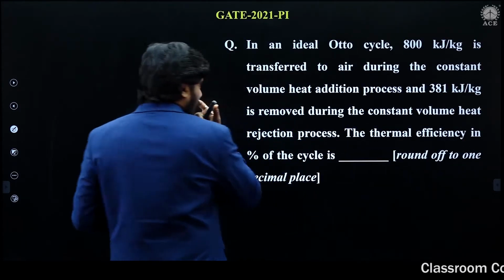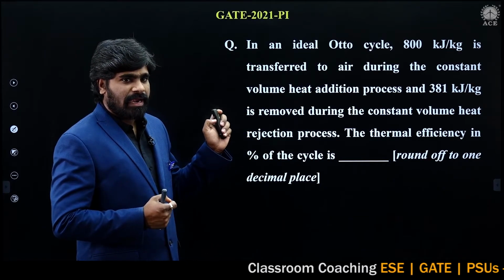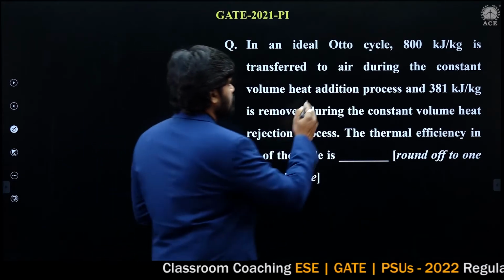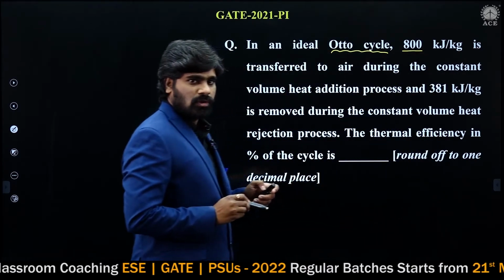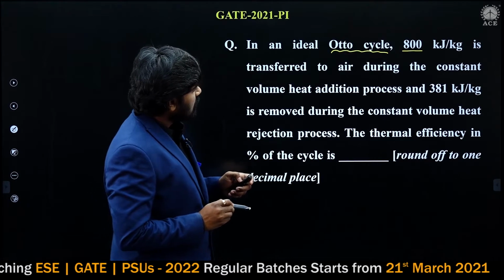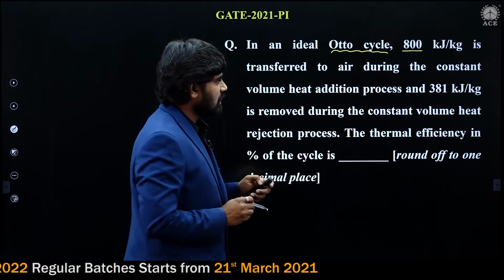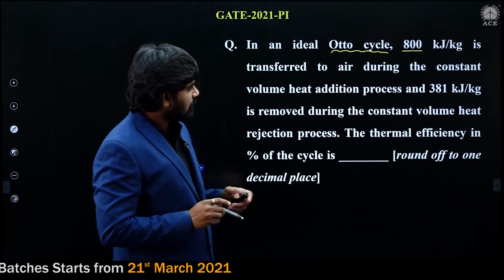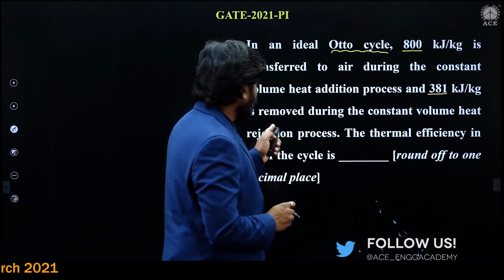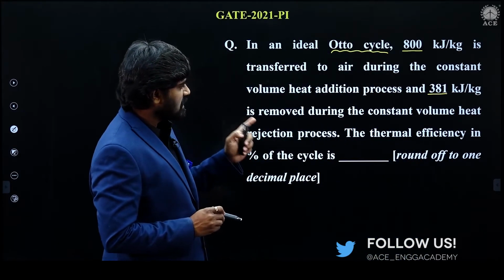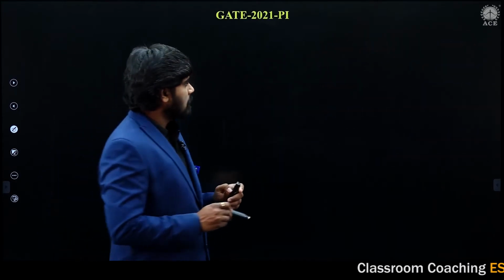This is the given question in production and industrial engineering. An ideal Otto cycle is given. 800 kilojoule per kg is transferred to air during constant volume heat addition, and 381 is removed during constant volume heat rejection. So heat addition is given, heat rejection is given. The thermal efficiency in percentage is to be calculated.